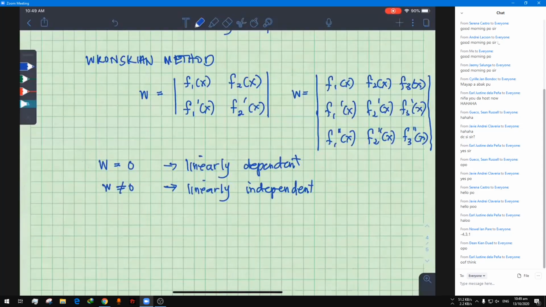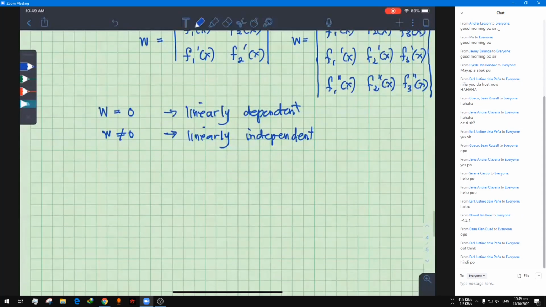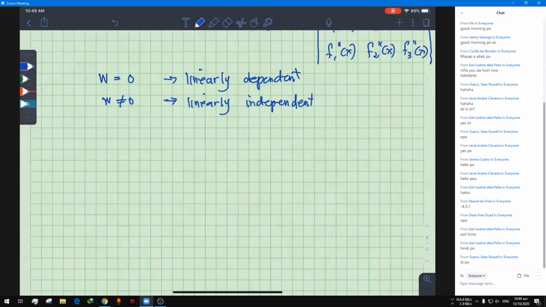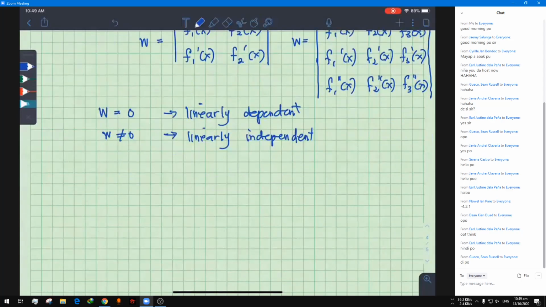Na-cover nyo yung determinants during your senior high? Or nag-Kramer's rule kayo, something like that? Hindi. Okay. Sa bagay, hindi. Madali lang naman.